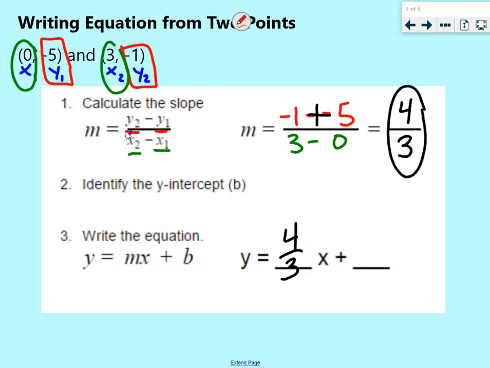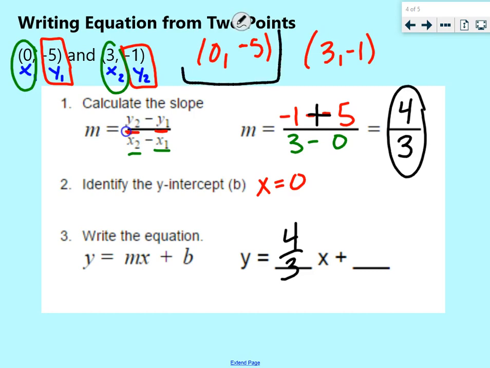Step 2 is to identify your y-intercept. Now remember, your y-intercept is when x equals 0. So if we look at our points, we have (0, -5) and we have (3, -1). Is there a point where x was 0? Yes. This point right here, x was 0, which means that the corresponding number, the number that's next to that 0, is your y-intercept. So y was -5 in that case. So that is actually your b. It's the point where x equals 0. So we have our equation, y equals 4 over 3x plus -5.